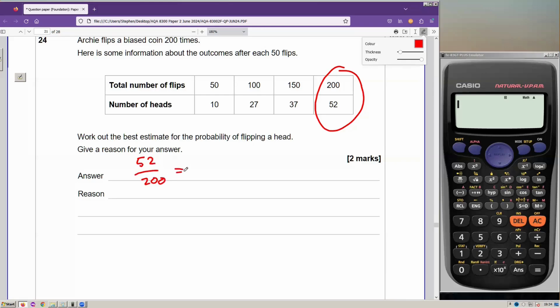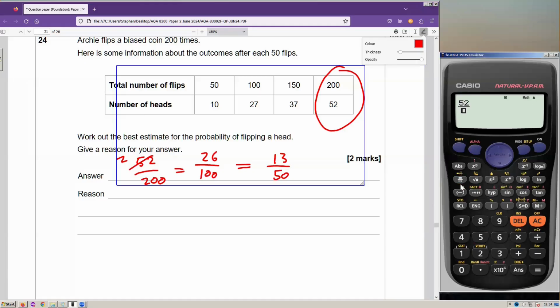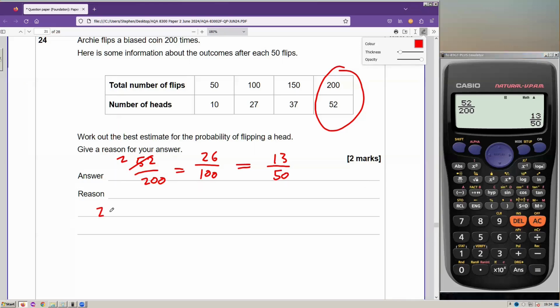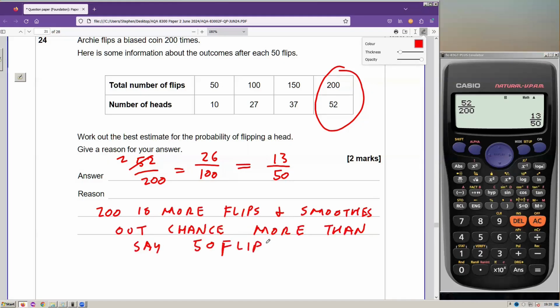We can cancel this down by dividing it by 2. 2's into 52 is 26 over 100. I'm not sure, they don't say we have to cancel it down, which is 13 over 50. Why am I doing that? Because we can use the calculator. I can go 52 over 200. There we are, 13 over 50. And the reason is 200 is a bit overkill, I expect, but you get the idea.